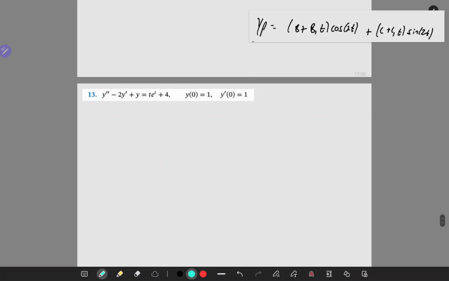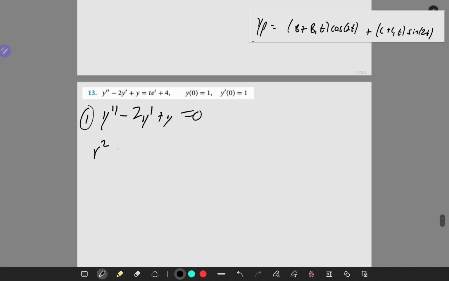So for number 1, step 1, we have y double prime minus 2y prime plus y is equal to 0. Homogeneous, right? We have r squared minus 2r plus 1 is equal to 0, right? I proposed y equals e to the rt, take the first, second derivative, plug them in, cancel out the e to the rt's, and we're left with this. This factors out nicely. It looks like, yeah, it's repeated root.